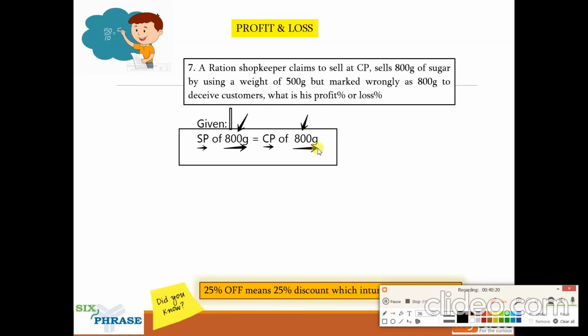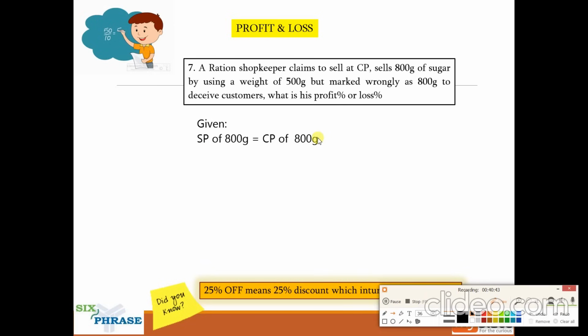So definitely he is not doing this. Definitely he is not giving away his product at cost price. So that is why he's cheating, right? So this given could be written differently, I'm going to change this. You're going to look at how I'm going to change this. So watch carefully.